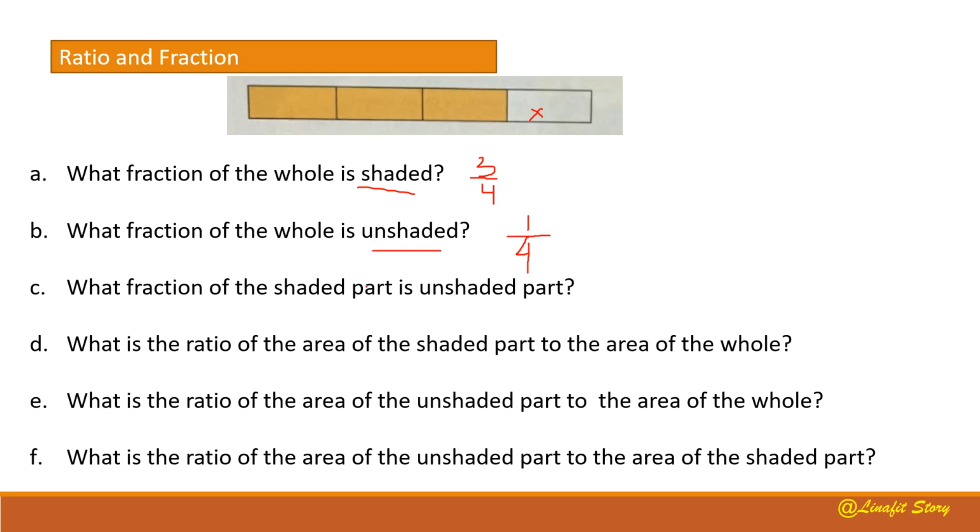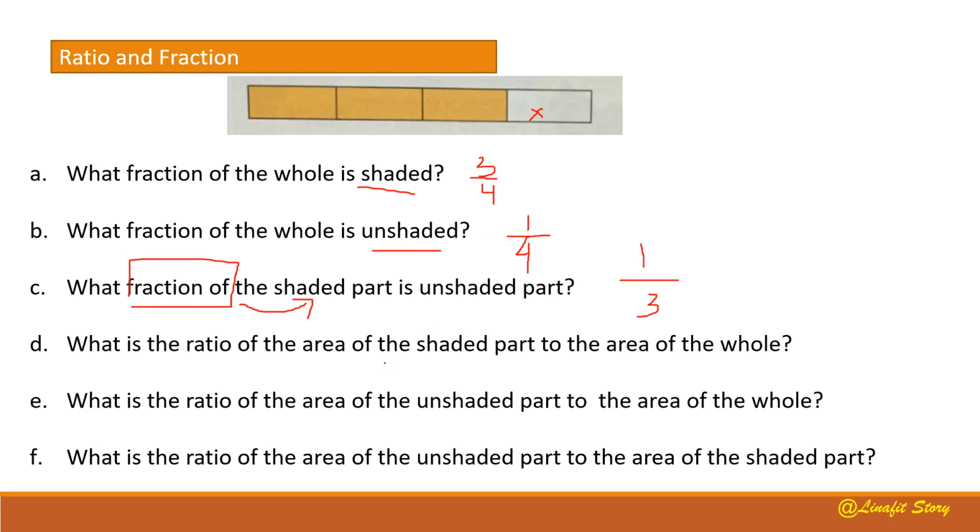What fraction of the shaded part is the unshaded part? So be careful here. What fraction of shaded part? So the shaded part will be the denominator. So the answer would be unshaded out of shaded. So 1 out of 3.